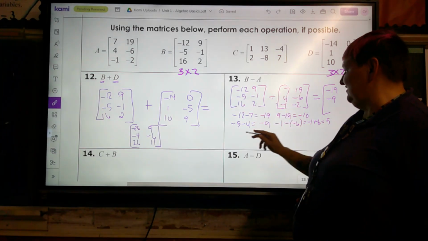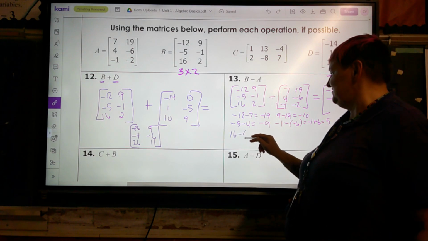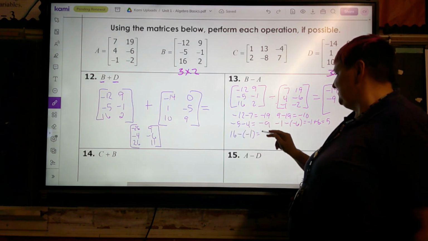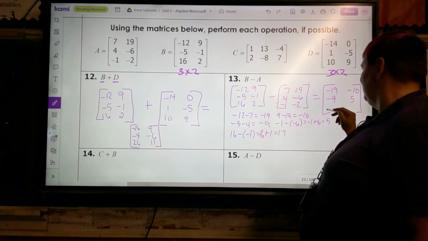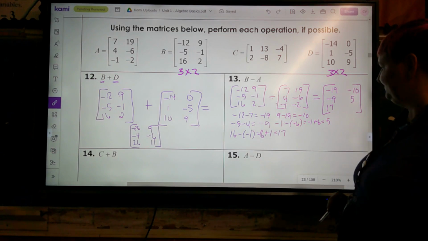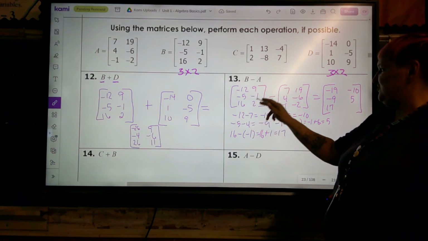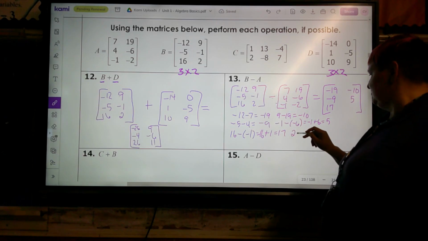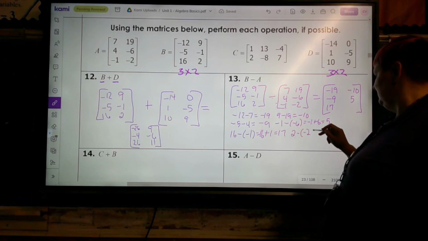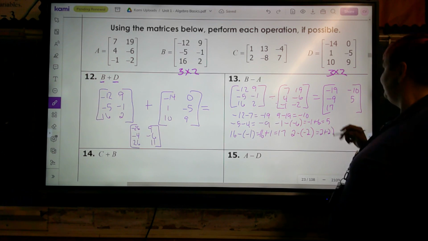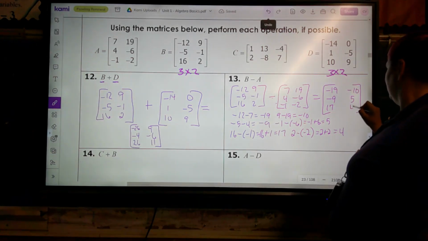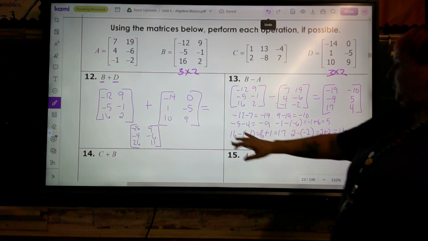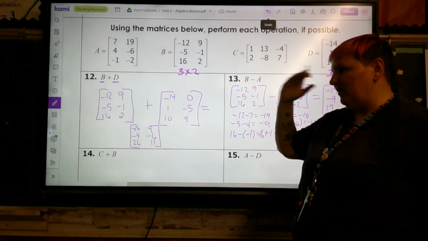16 minus a negative 1 is going to be 16 plus 1. It's going to be 17. And then 2 minus a negative 2 is 2 plus 2, which is 4.